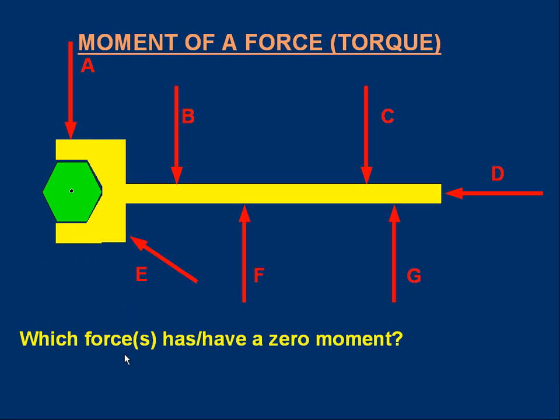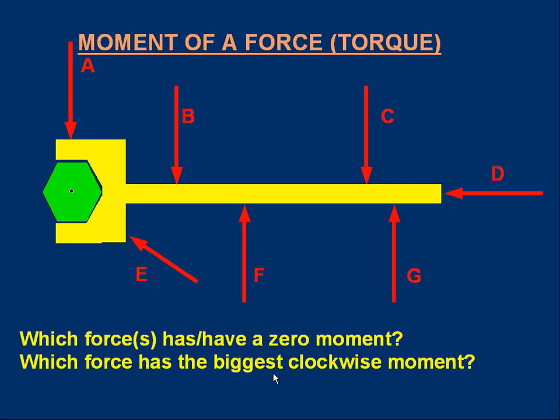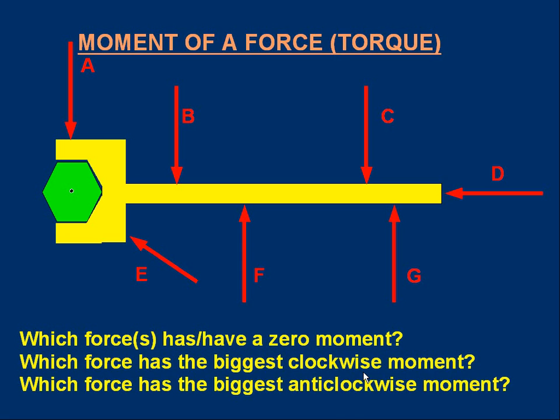Which force or forces has or have a zero moment? That means no turning effect. So some of these forces may or may not make the nut turn. Can you identify which have a zero moment, no turning effect? Which force do you think has the biggest clockwise moment, the biggest clockwise turning effect? And which force do you think has the biggest anti-clockwise moment? Pause to think about those.